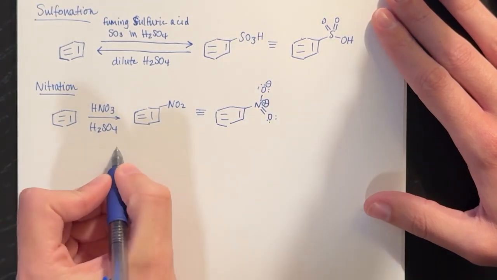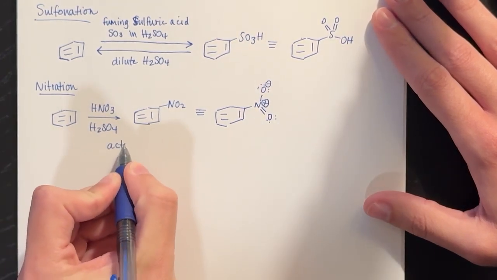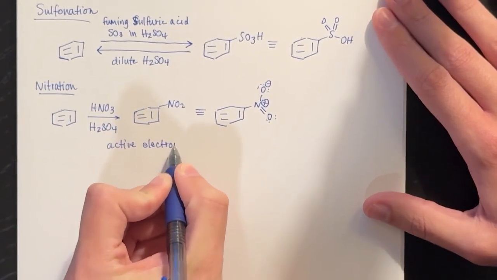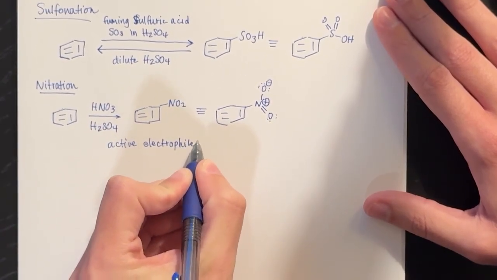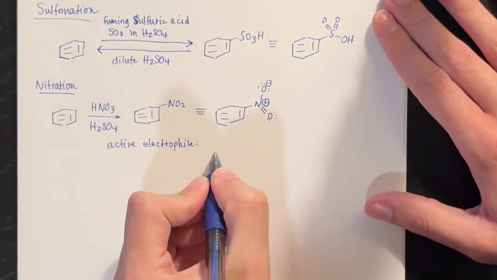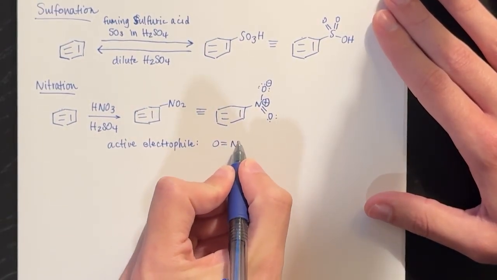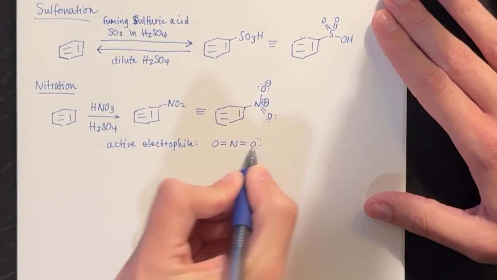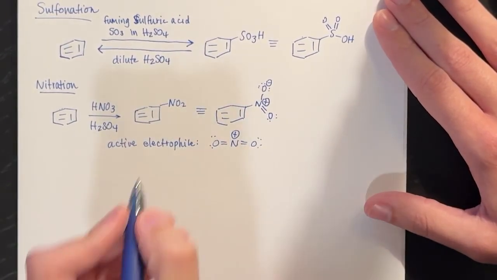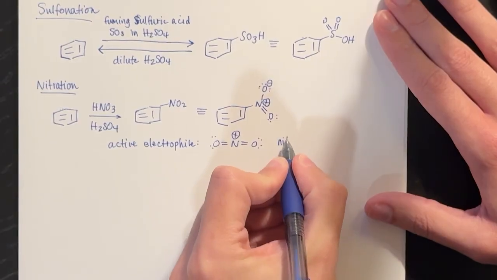In this case, the active electrophile that actually reacts with the benzene ring is this. This is called a nitronium ion.